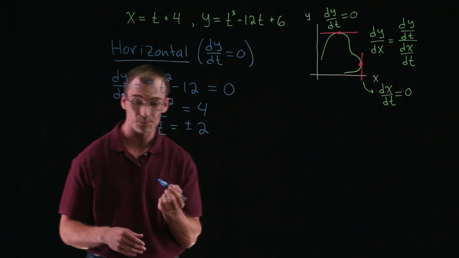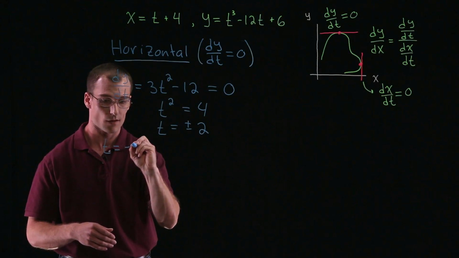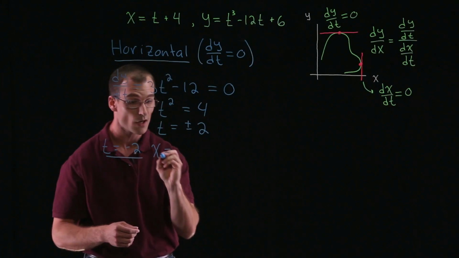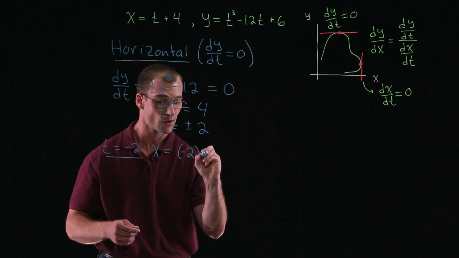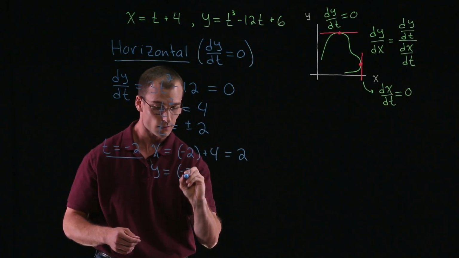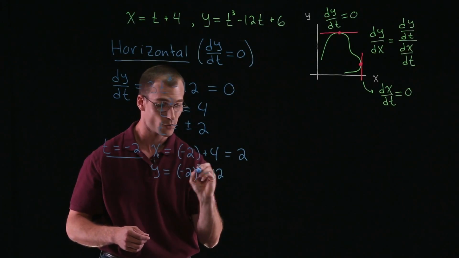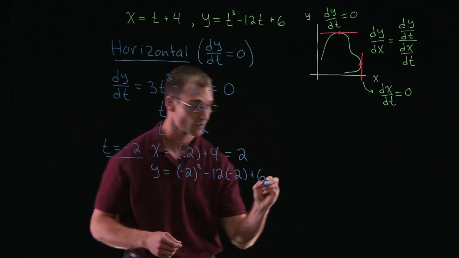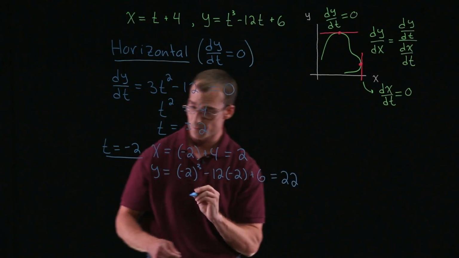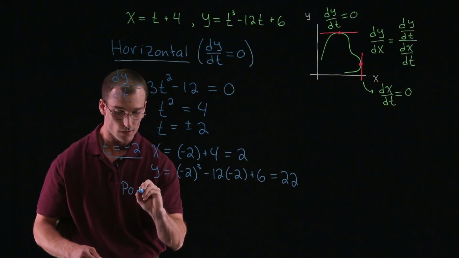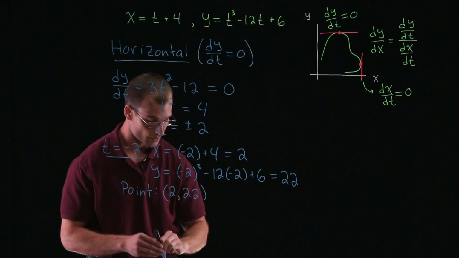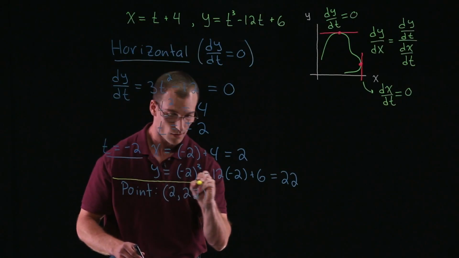So we're going to find those points in xy form. Let's start with t equal to negative 2. All we're going to do is plug that value of t back into our original parametric equations. x is equal to t plus 4, or negative 2 plus 4, so x is equal to 2. And y is equal to t cubed minus 12t plus 6, so negative 2 cubed minus 12 times negative 2 plus 6. Cubing, we have negative 8 plus 24 plus 6, which is equal to 22. So our first point on the curve, where we'd have a horizontal tangent line, where the derivative will be equal to 0, is when x is 2 and y is 22.